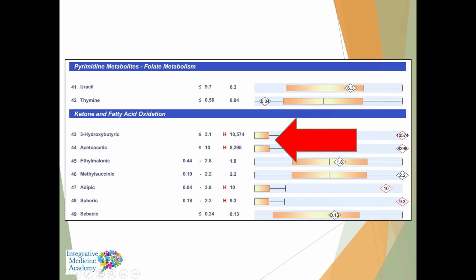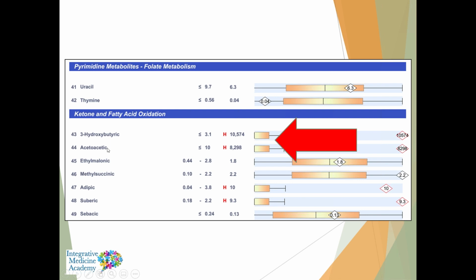We do have elevations of homovanillic acid, okay? In fact, we didn't have any elevated Clostridia markers, so it's not likely these are coming from Clostridia, they're coming from something else. Perhaps there is a mycotoxin interference. Perhaps there's a copper deficiency or some need for additional vitamin C, or there may be a genetic component here as well.